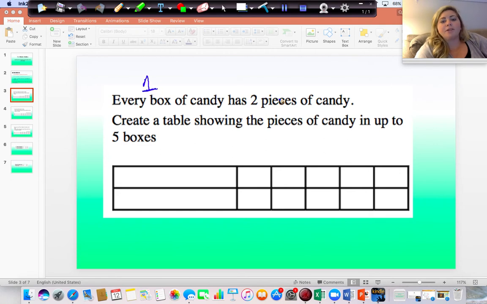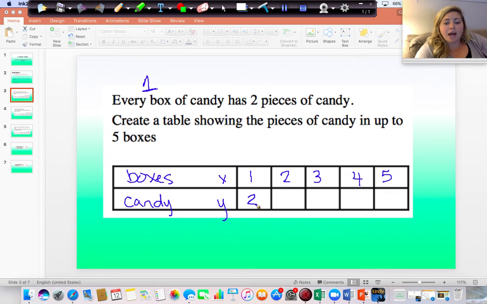So every one box of candy has 2 pieces of candy in it. So I'm going to put boxes on top, and this is going to be my X. And I'm going to put candy on bottom, and that's going to be my Y. Okay, so every one box of candy has 2 pieces of candy in it. It says create a table showing the pieces of candy in up to 5 boxes. So we'll do 1 box, 2 boxes, 3 boxes, 4 boxes, and 5 boxes.